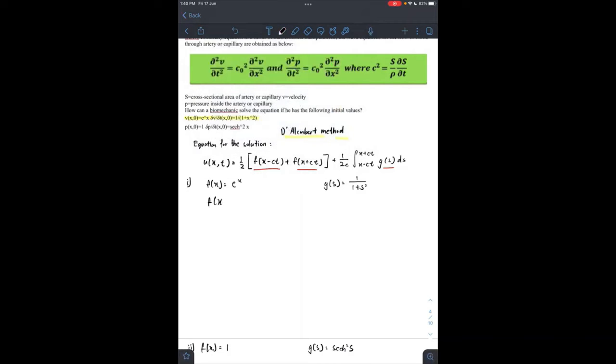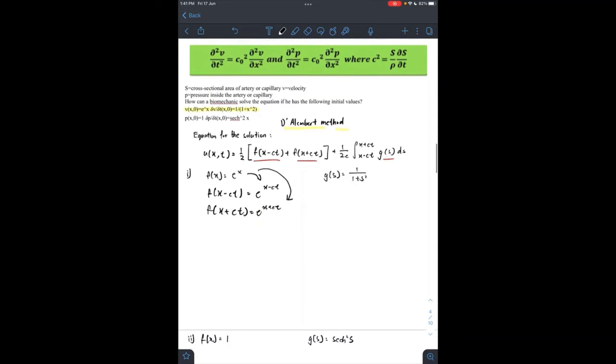So f(x minus ct) is equal to this, which comes from this part, and the next thing is f(x plus ct), which also comes from this part. After we get this, we continue to substitute it back into the solution. So f(x minus ct) plus f(x plus ct), and then this plus 1 over 2c. So this is an integration here.